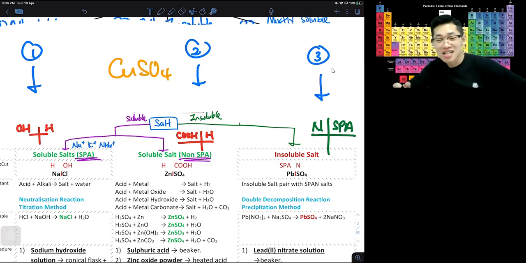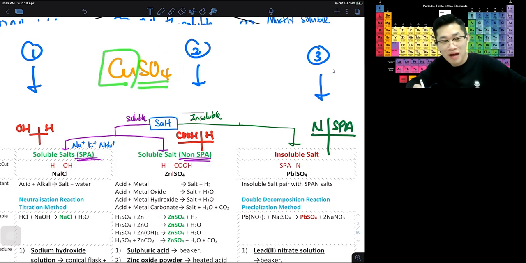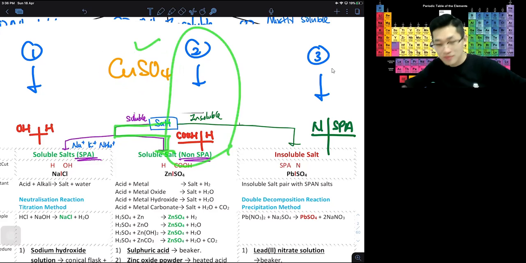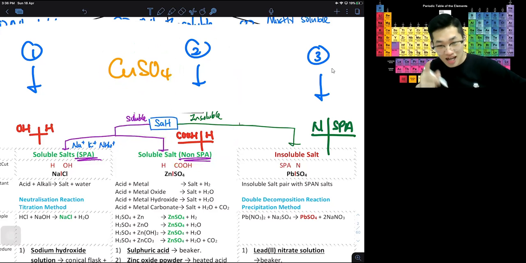Yes, the answer is 2. CuSO4. SO4 is sulphate. But sulphate cannot pair with lead, barium or calcium. This is not one of those, so it's soluble. Soluble means go to the left. Got SPA? No. Then go here. Number 2. Get it?